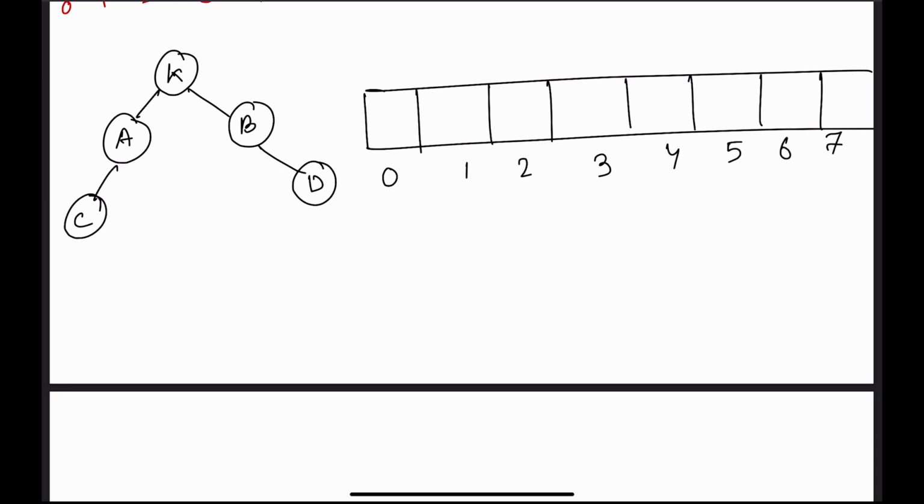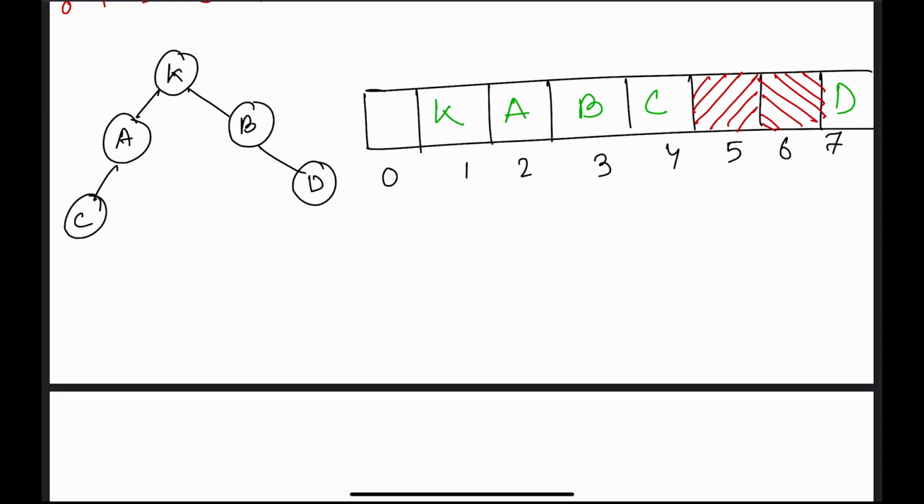Now here, for 1 it's K, then A, then B, and A's left is C. But then the right is missing, so obviously we're going to leave it empty. Then B's left, which is like 3 to 6, is also going to be empty because there is no data. As there is no data, we take it empty and then D. So in this way, there are two empty places. This is memory wastage, but there is no option. In array representation, we have to do it in this way.